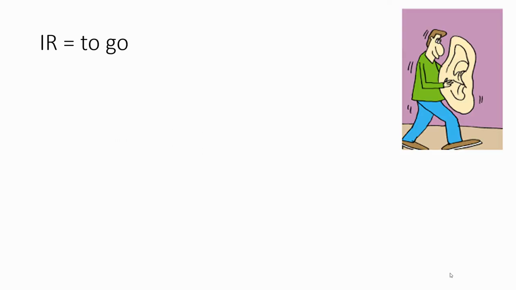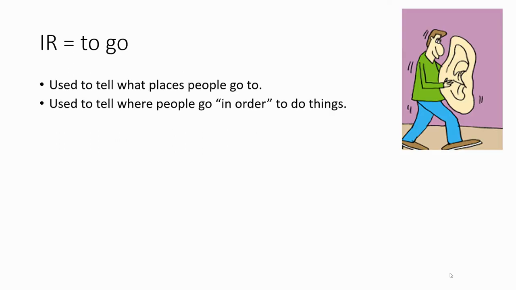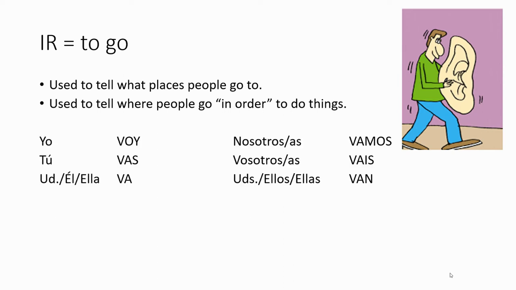And the last verb that we're going to look at is ir. Ir means to go. Ir is used to tell what places people go to and used to tell where people go in order to do things. The forms of the verb ir are voy, vas, va, vamos, vais, and van.